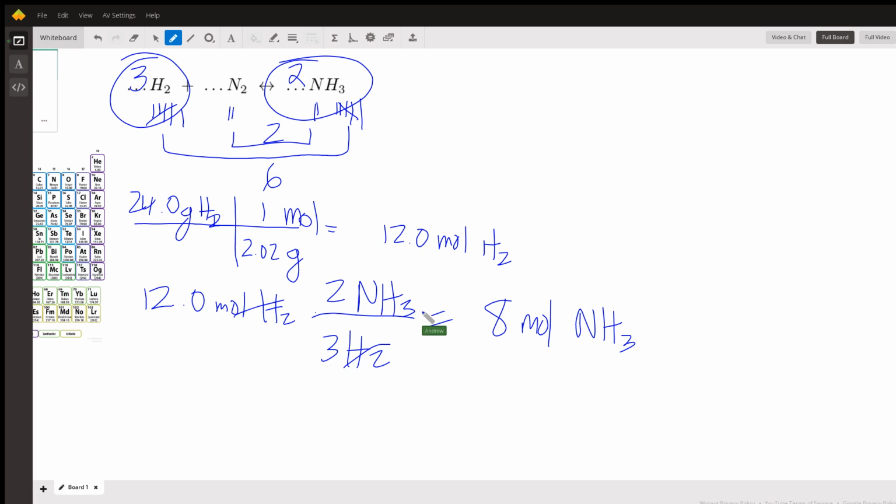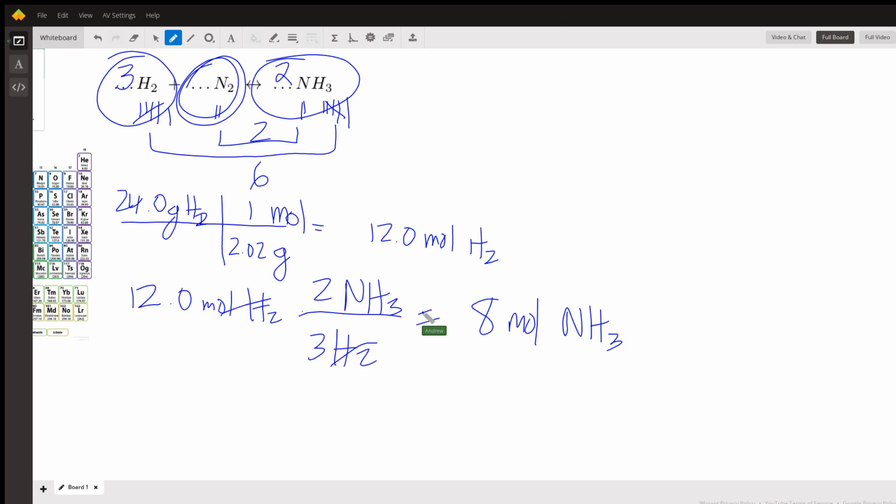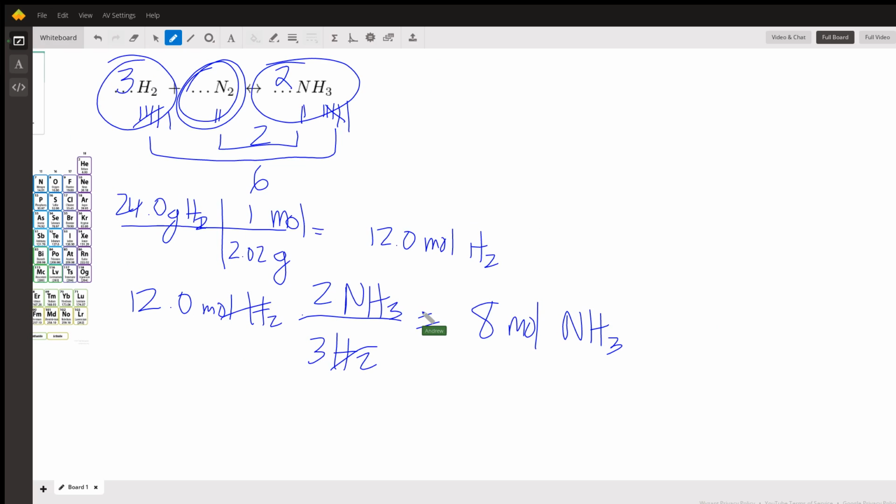Now notice I did not care about how much nitrogen there was. That's because the question said completely reacted with nitrogen gas, so we can assume that it's in excess. So then 8 moles NH3.